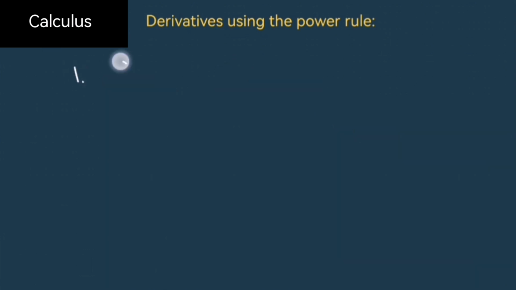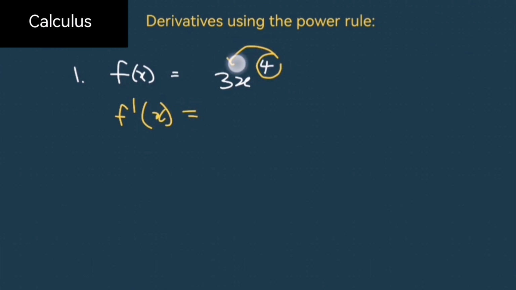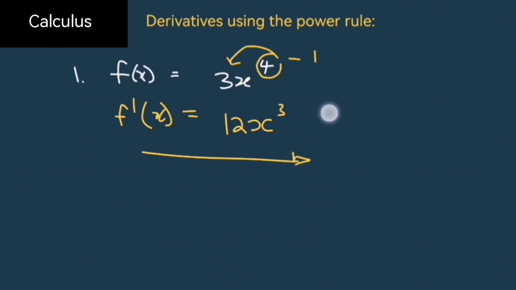Now for a first example, I'm going to give you the function f of x, which is equal to 3x to the power of 4, where 3 is my coefficient and 4 is the exponent. The derivative of this function would be if I were to multiply that exponent with the coefficient, so 4 times 3 is 12, and then I would also have to decrease that exponent by 1, and 4 minus 1 is 3. So the derivative is 12x cubed, and that's it. That's your answer for the derivative.